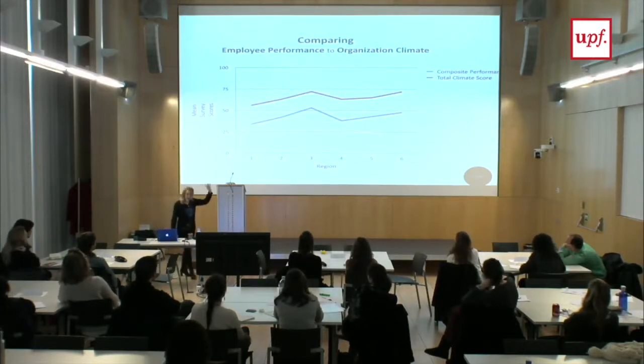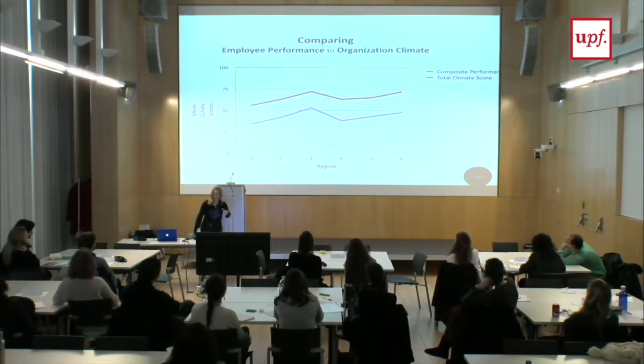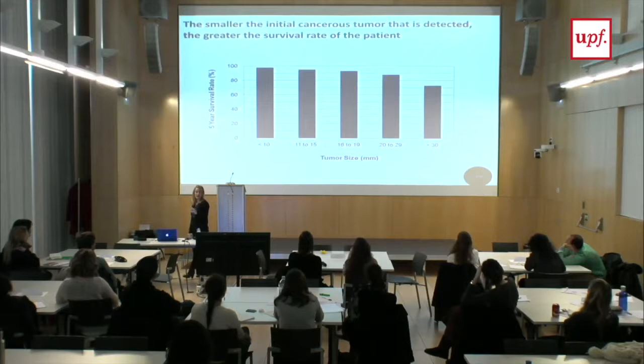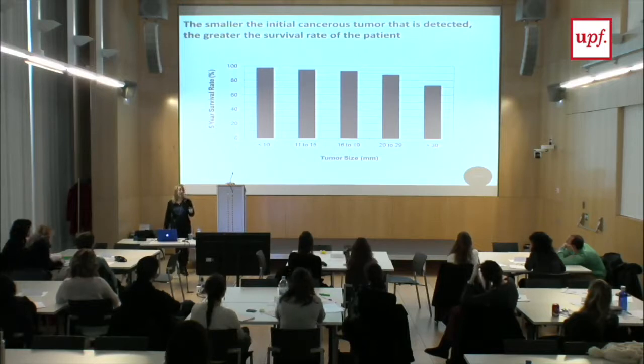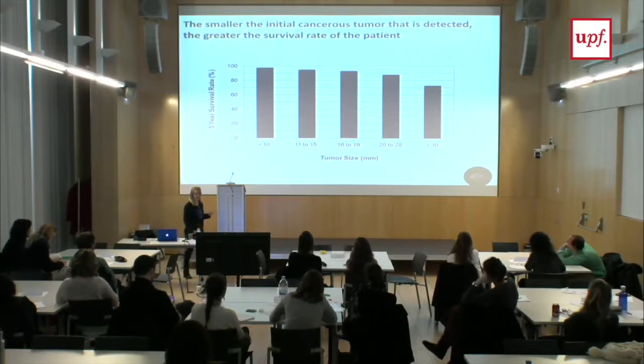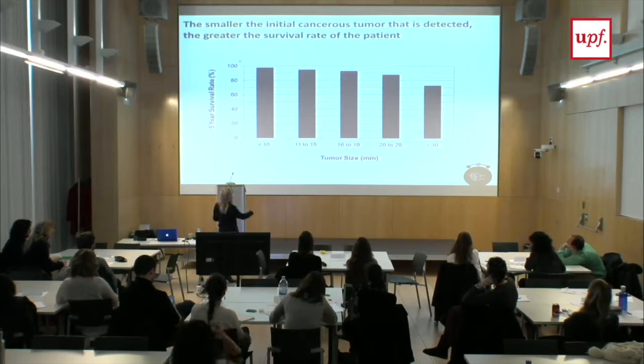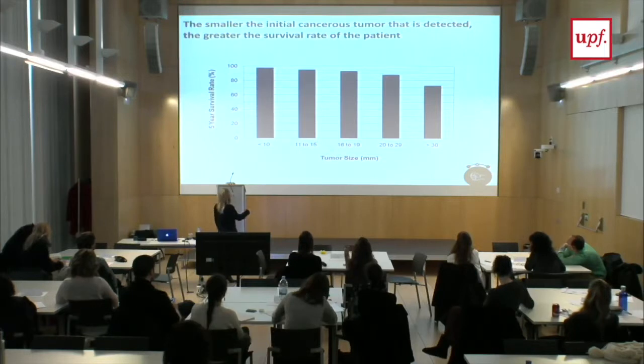So you have a title, comparing employee performance to organization climate. But I have to go to the red line and see that this total climate score is the best one. You know what I mean? But if I go to the next one, I have the conclusion. I don't have to think about the conclusion. I know that the smaller the initial cancerous tumor that is detected, the greater the survival rate of the patient. And you can see here, the first bar, can you see it? This is the conclusion.